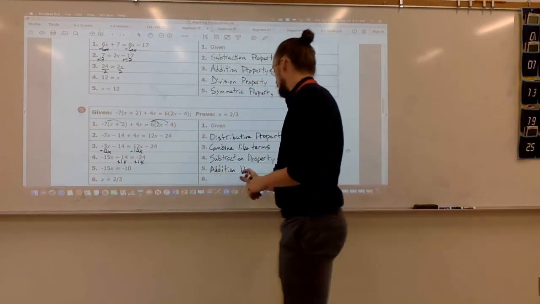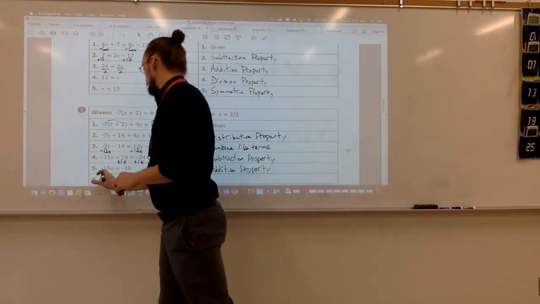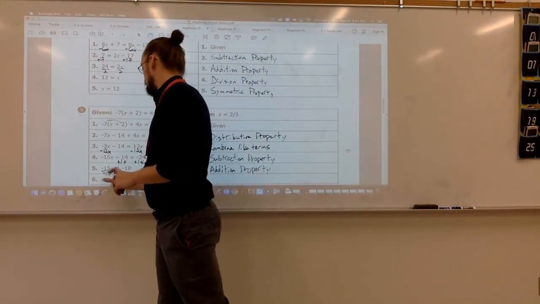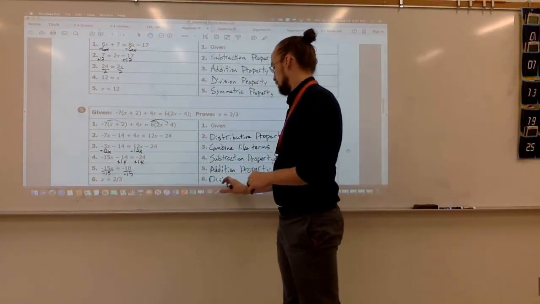And then finally, they divided both sides by -15 to get x by itself. So division property.